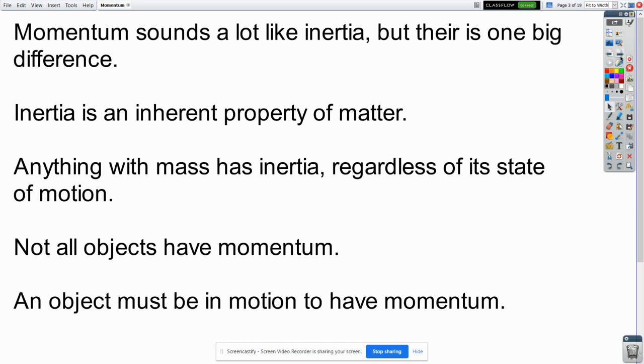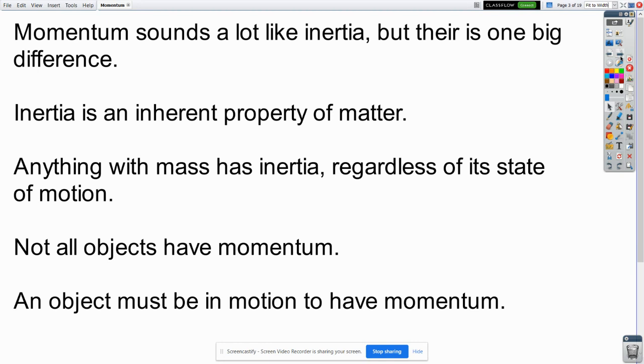Momentum does sound a lot like inertia, a concept that we covered back with Newton's first law. But there's one really big difference. Inertia is an inherent property of matter. All matter has inertia. Mass was the one thing that affected inertia, and mass is a vital part of the definition of matter. Matter is anything that has mass and volume. So if an object is matter, it automatically has mass, it automatically has inertia. All matter has inertia because it has mass.